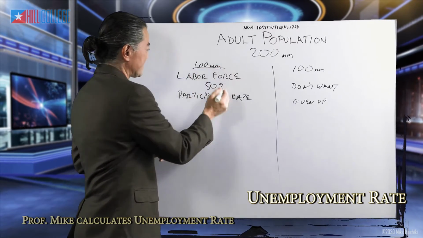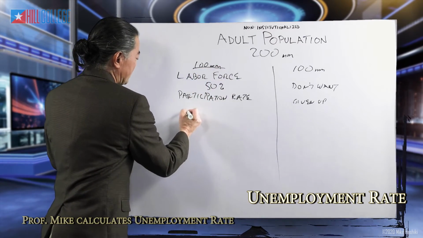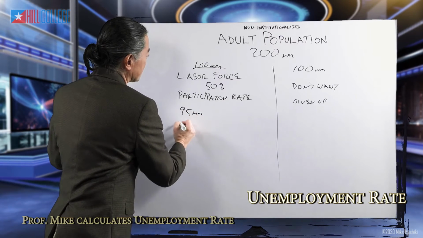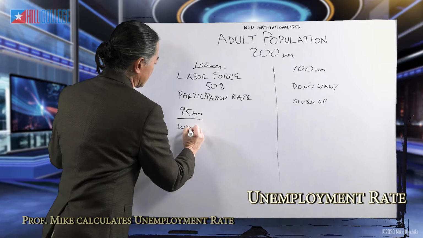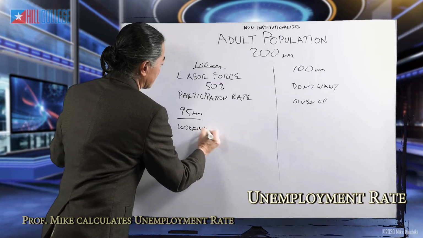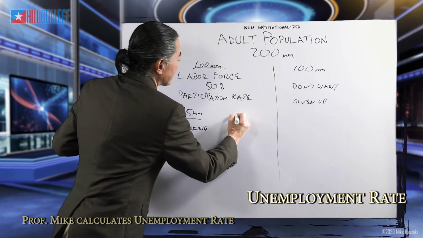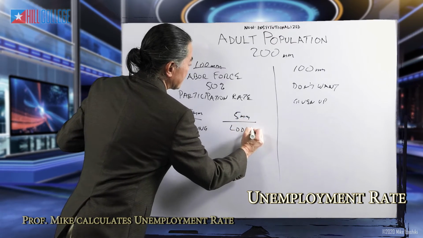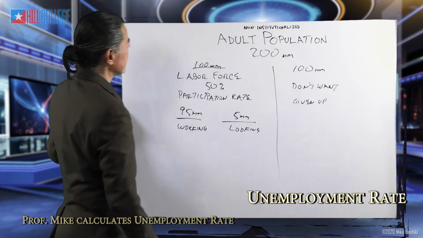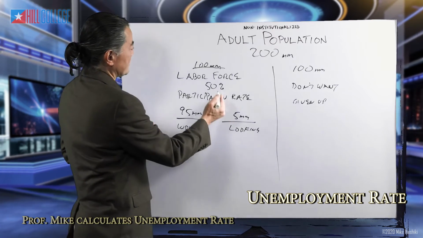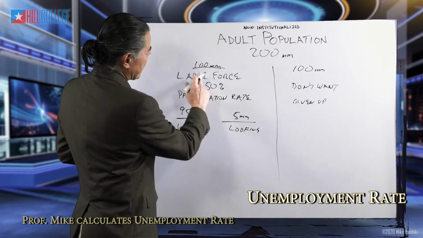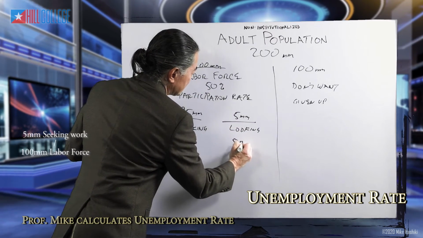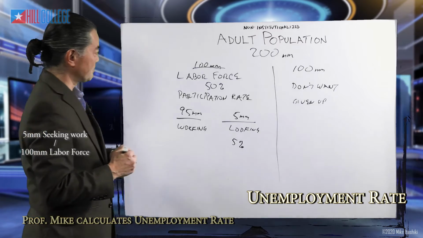Now, out of this labor force, there may be 95 million working, and say 5 million looking and not working. So out of the labor force, there are 5% looking for a job, which is the unemployment rate.